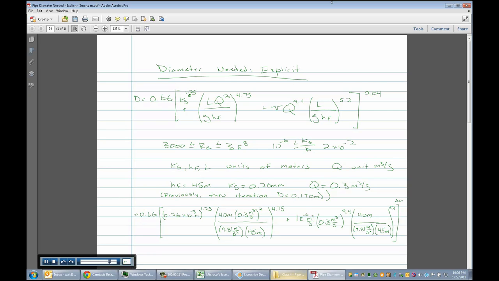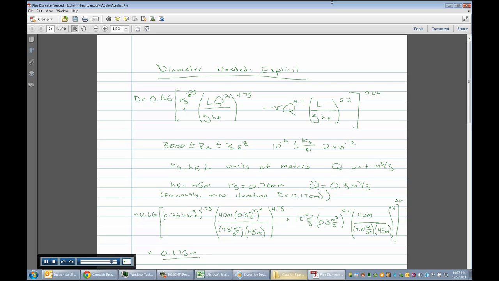Where to start? 0.66, 0.26, 3 minus. Okay, I'm going to pause this while I do my calculations. You won't notice a pause, but you pause while you do your calculations and unpause when you're ready to continue. Okay, going through all the calculations, I end up with 0.175 meters.